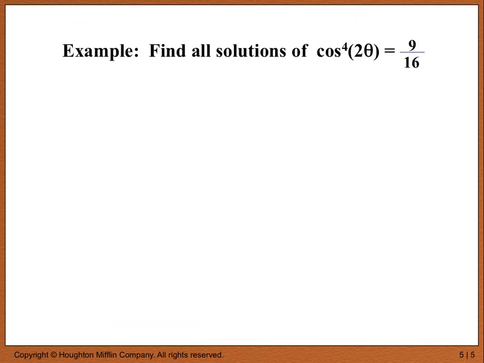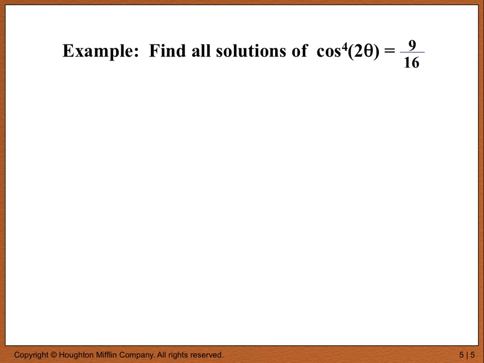Let's look at this example. Find all solutions of cosine to the 4th power 2 theta. Now, of course, you know that this just means the cosine of 2 theta and then that whole thing to the 4th power. Just as you know, cosine squared theta, same thing. So don't let the 4 intimidate you.